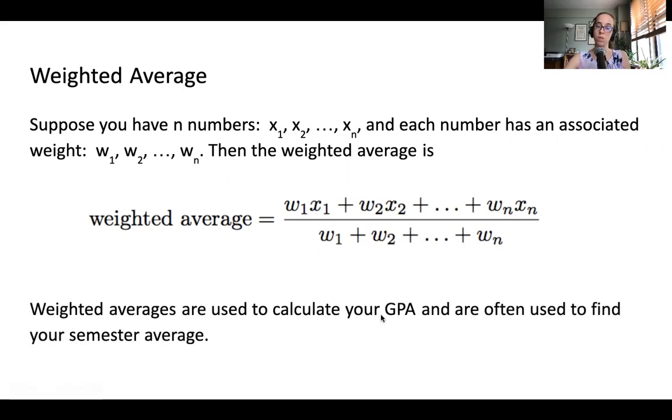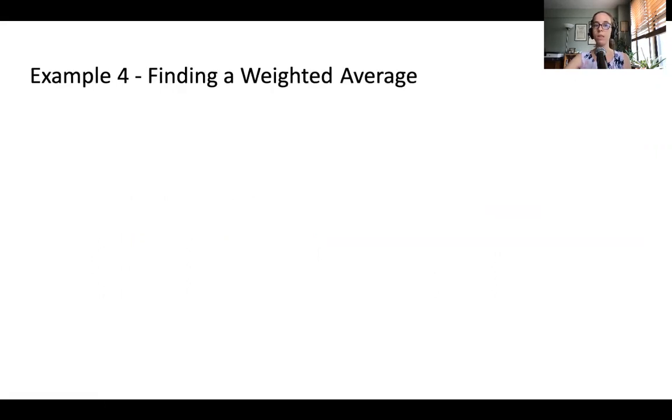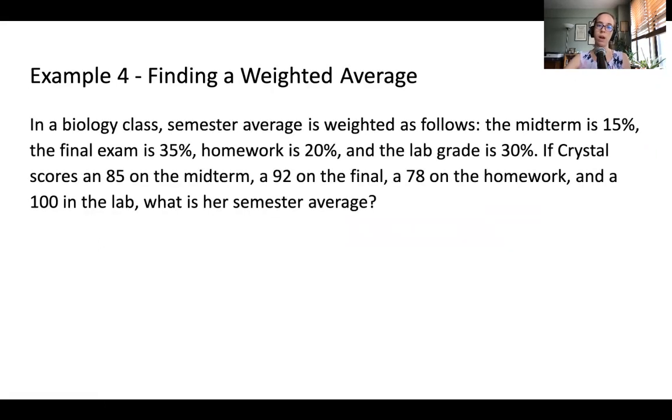Weighted averages are used to calculate your GPA, and they're often used to find your semester average in any particular class. So for example, in a biology class, the semester average is weighted as follows. The midterm is 15%, the final exam is 35%, the homework is 20%, and the lab grade is 30%. If Crystal scores an 85 on the midterm, a 92 on the final, a 78 on the homework, and 100 in the lab, what is her semester average?